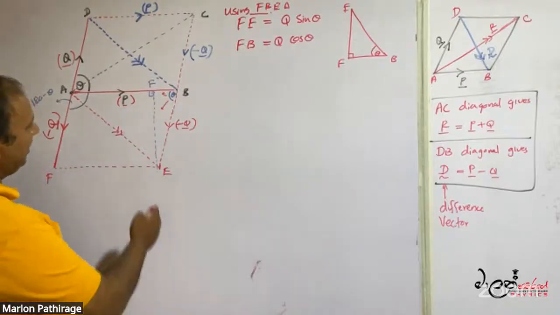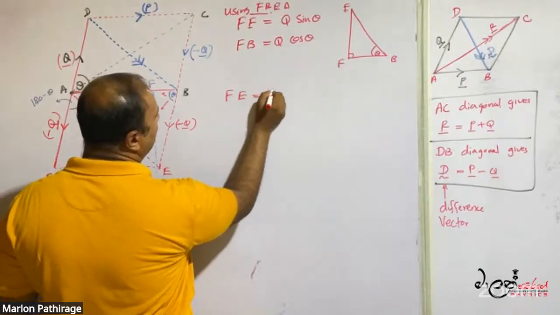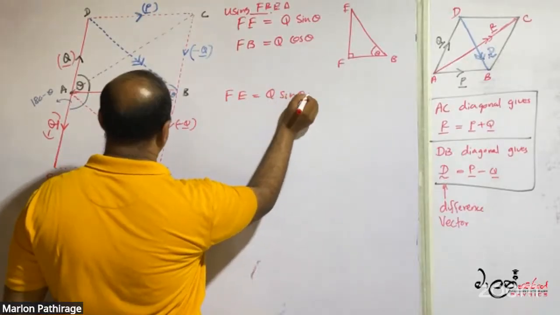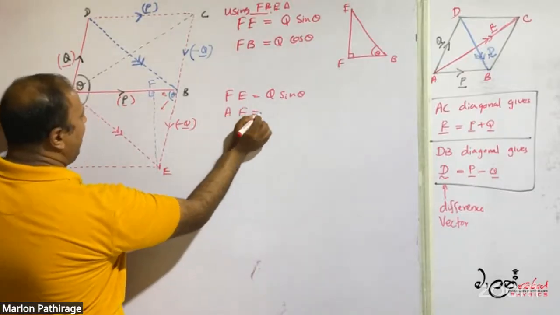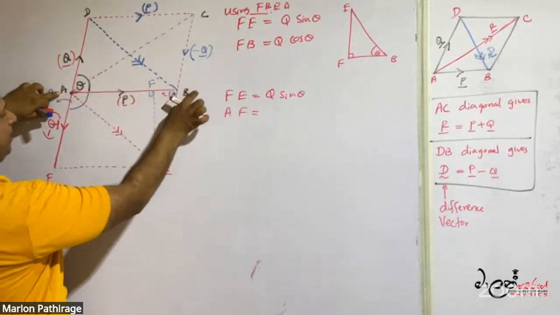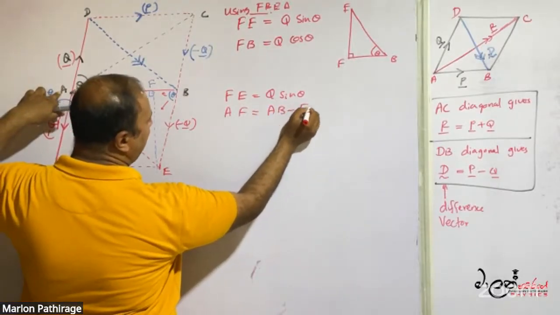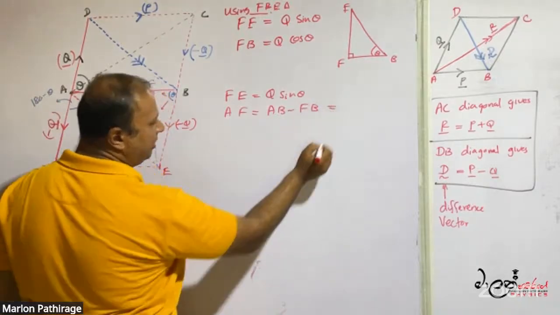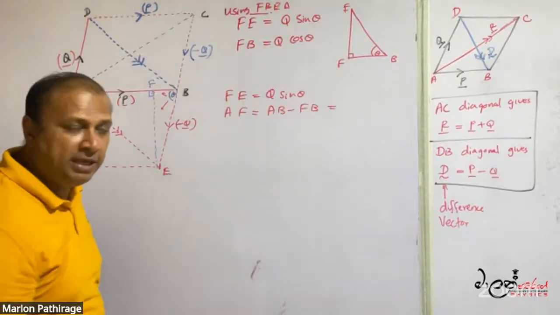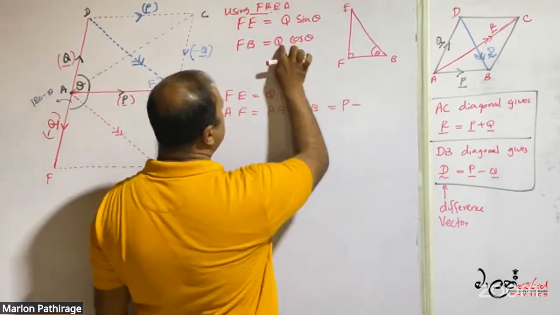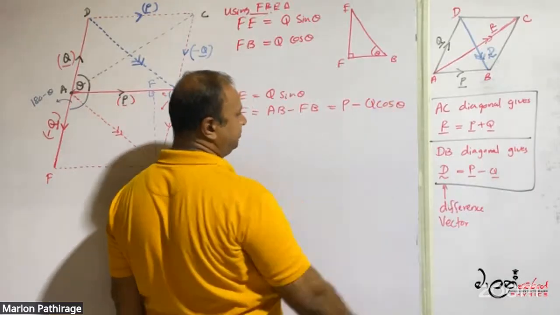So then I can write FE as Q sin theta. Now I can write AF. AF means AB minus FB. AB means the full length, that is P, minus FB, which is Q cos theta.